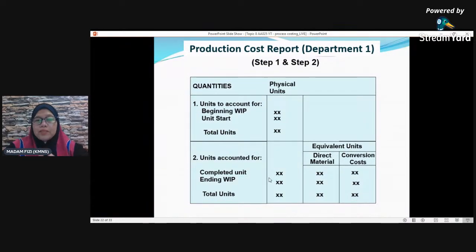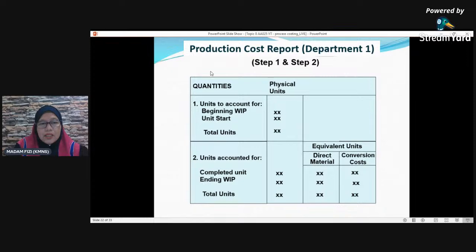Now for department 1. You have to recognize whether it is the production cost report for department 1 or department 2, because ada sebab dia, sebab department 1 dia tak ada transferred in. Department 2 ada transferred in. So now we look at department 1 first. This is the step 1 and the step 2. So you have to make the jadual macam ni lah. This one is for step 1 and step 2, the unit, so this one is for the quantity.